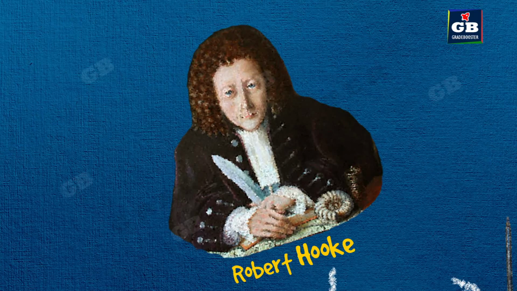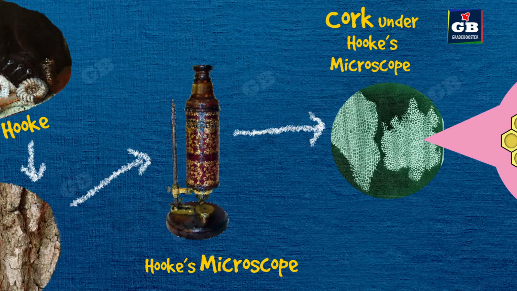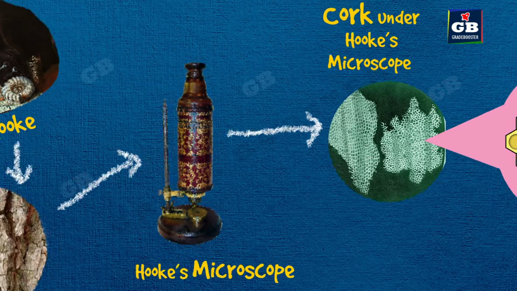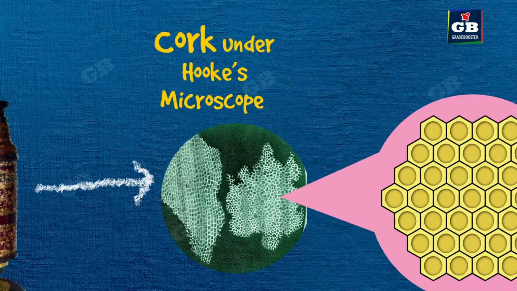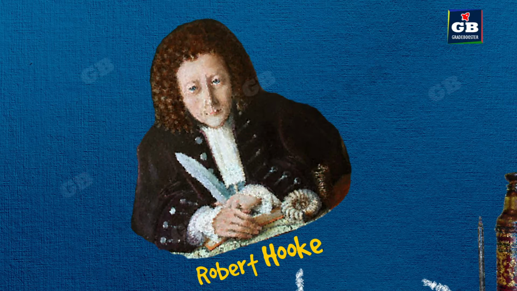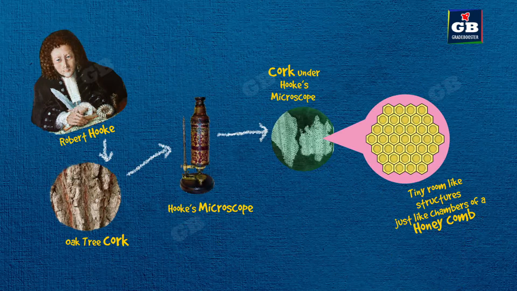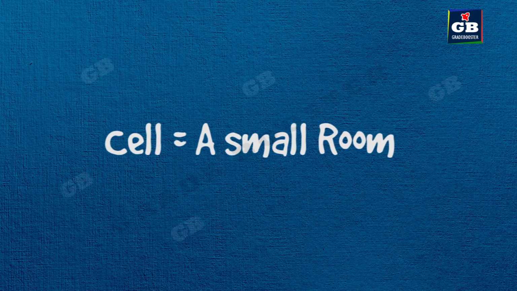In 1665, Robert Hooke observed a thin slice of cork under his own microscope. He found small box-like structures. They were like small rooms of a honeycomb. Robert Hooke called these boxes cells. The meaning of the word cell is small room.